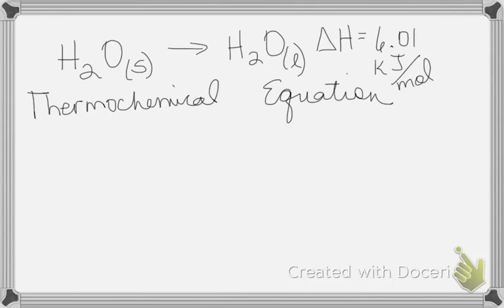So 1 mole of ice, 1 mole of H2O, how many grams is that? 18.02. What is that? Where are you getting that number? Right, the molar mass, the AMU, from the periodic table. So I know that 18.02 grams of ice would require 6.01 kilojoules of heat.